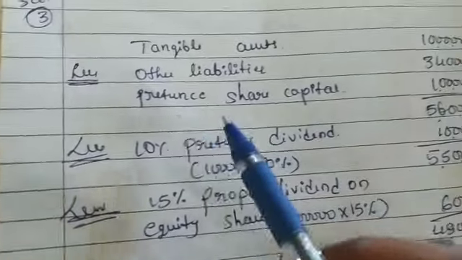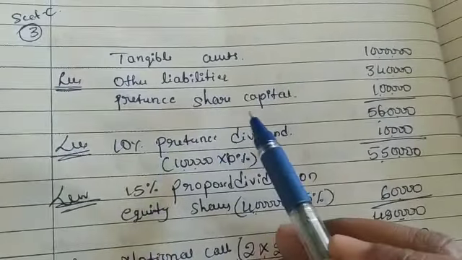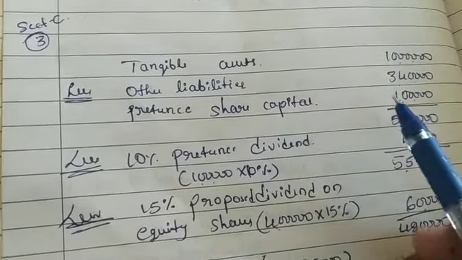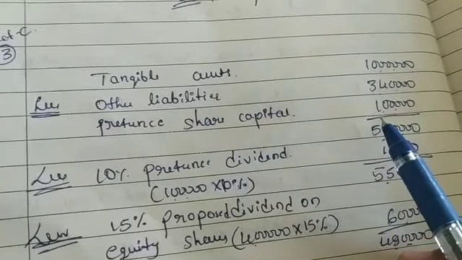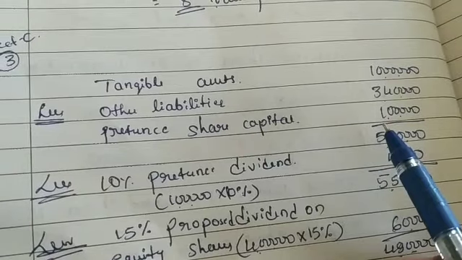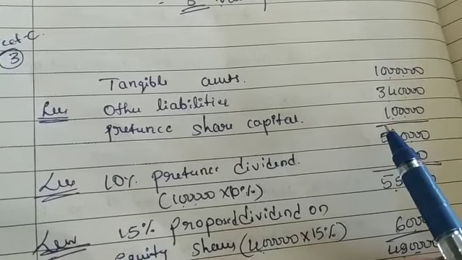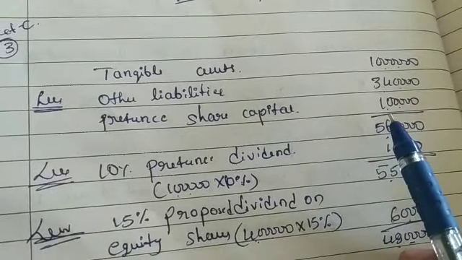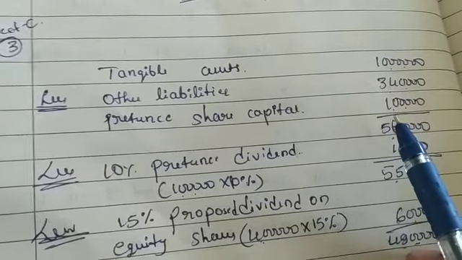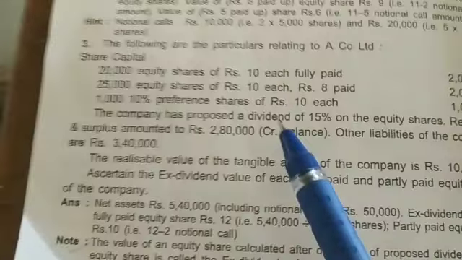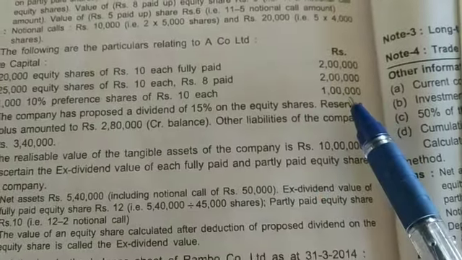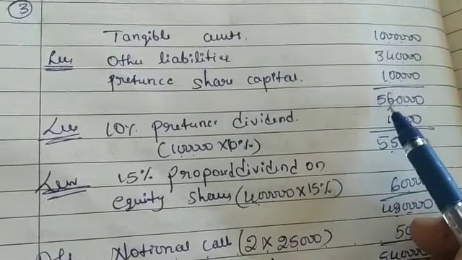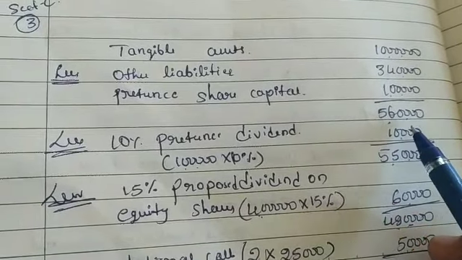Then we also have to deduct preference share capital, 1 lakh. In the previous problem there was no preference share, so we did not deduct it. But here preference share capital is given, that's why we must deduct that also. Then the net value available is 5,60,000.